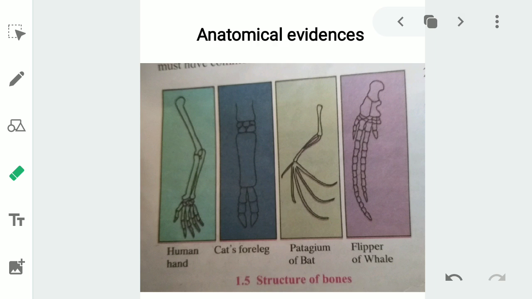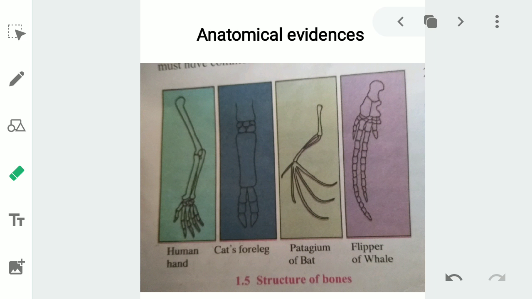The second evidence we are going to learn is anatomical evidences. Now what is anatomy? Anatomy is a scientific study of internal organs. Internal organs, you have the skeletal system, the digestive system, the circulatory system, different organs are present. So the study of inside the body, the internal organ study, is called anatomy. Now in these anatomical evidences we are going to study the bone structure, the skeletal structure.